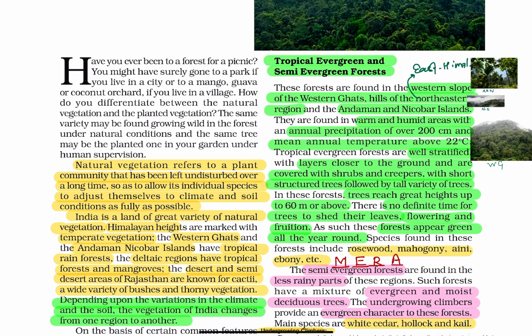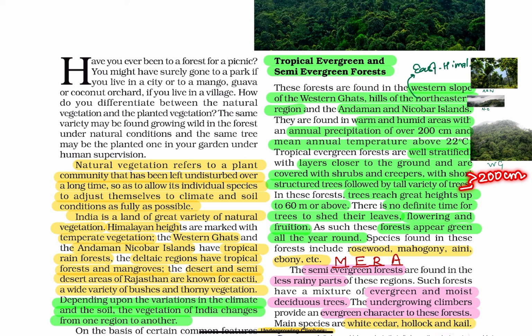They are found in the warm and humid area. Humid area means the air has some moisture. Warm, of course, the climate is warm, the temperature is more. So what is the annual precipitation there? These two points are very important. Here the annual precipitation is more than 200 centimeters, and the mean, more than 200. I'm not using the marker here because otherwise the notes will get spoiled.